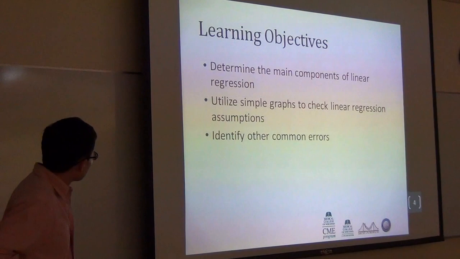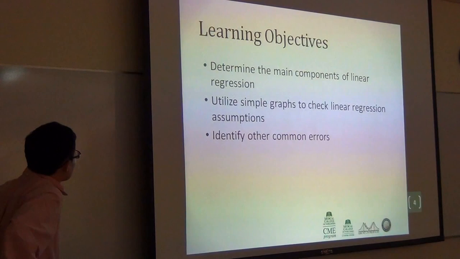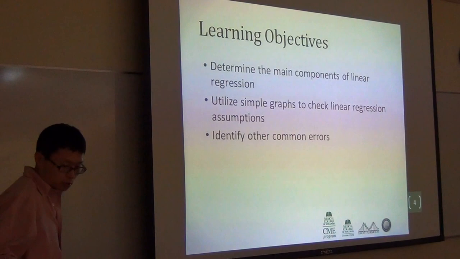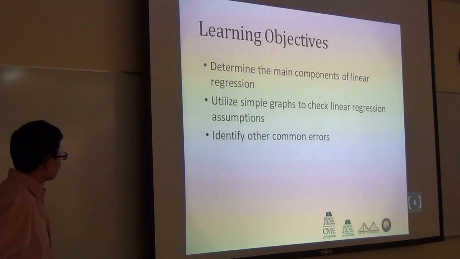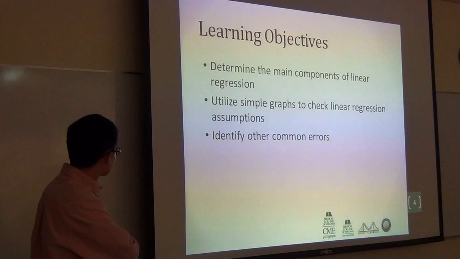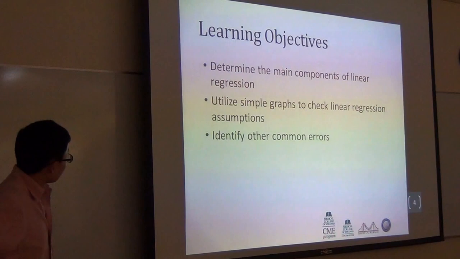So today we're going to focus on three things. The first one is we are going to briefly review linear regression, what linear regression is and what kind of things we can do. The second item is today's main point: we are going to go over some graphical methods to check linear regression assumptions. And the third one is, other than assumptions, we are going to go over some common errors that people easily make.